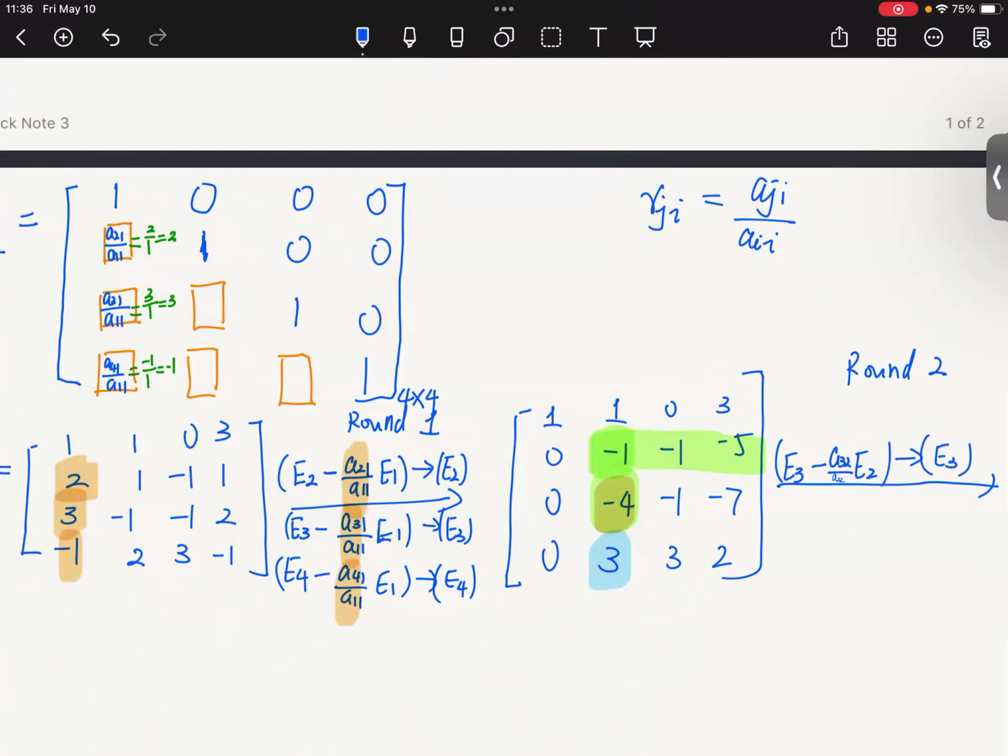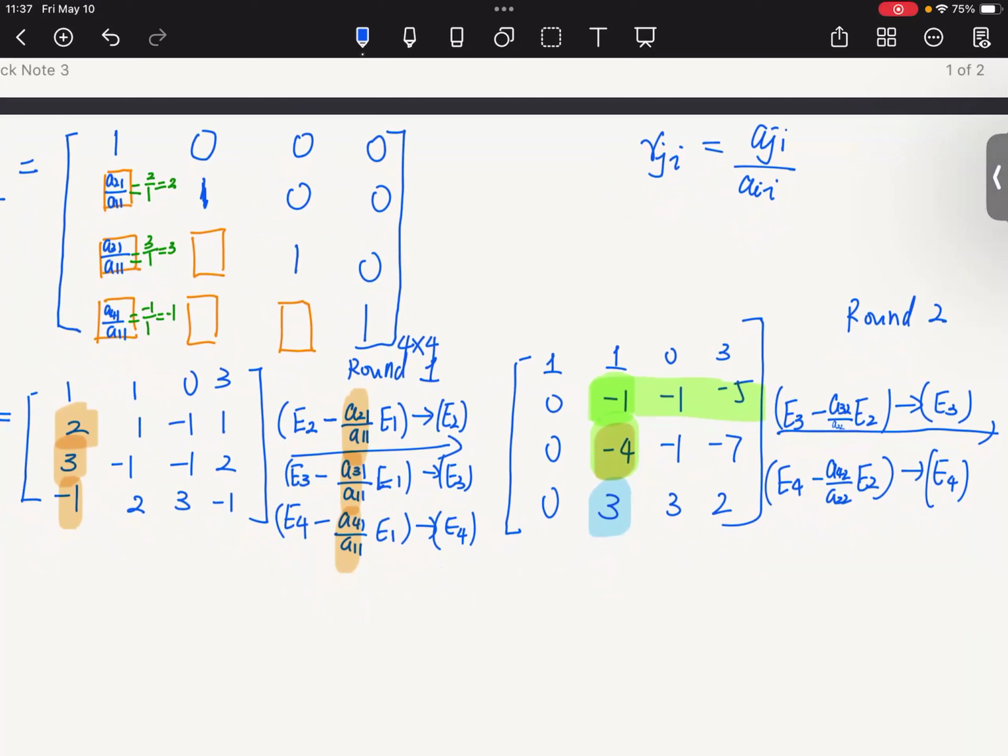And this is how I did it for the -4, to eliminate the -4 value here. And next, I'm going to eliminate the 3 here. So I take row 4 and subtract row 2, with the ratio A42 divided by A22, and then replace the original row 4. And this is the second round of the operation.